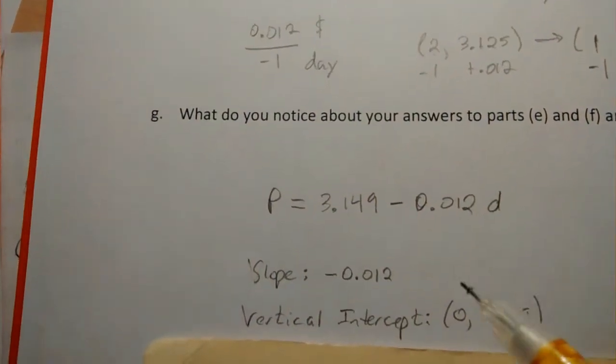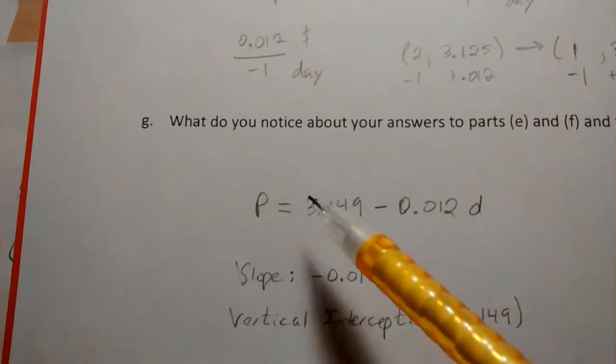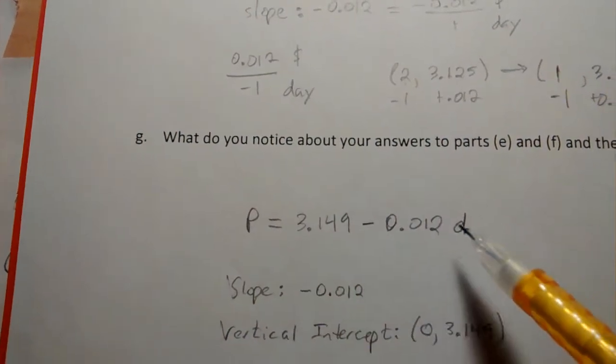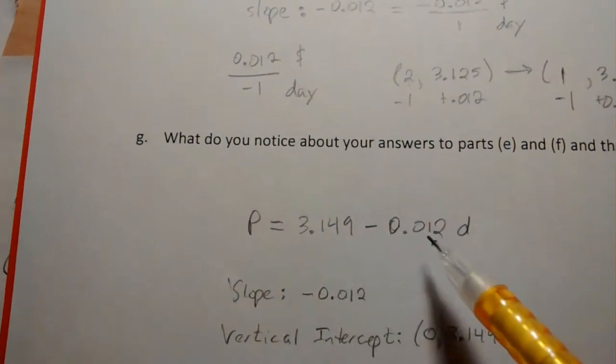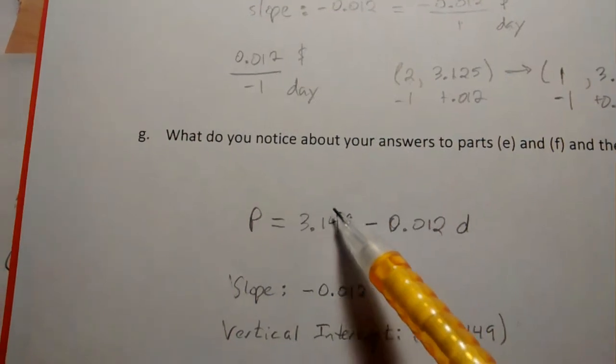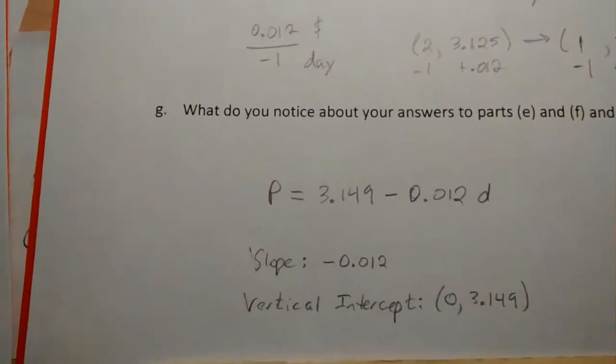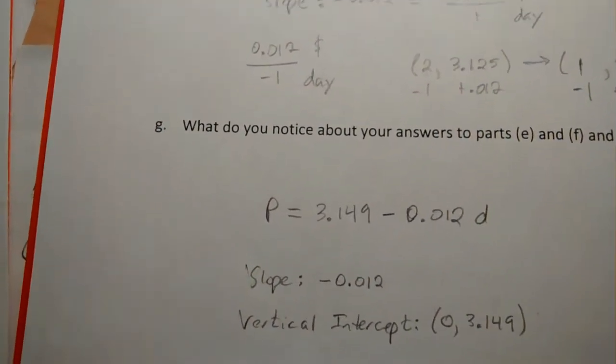So here's the question. A natural question is, will our symbolic rule between linear functions always have the slope identified and the vertical intercept identified? And that, my friends, is an absolute yes.